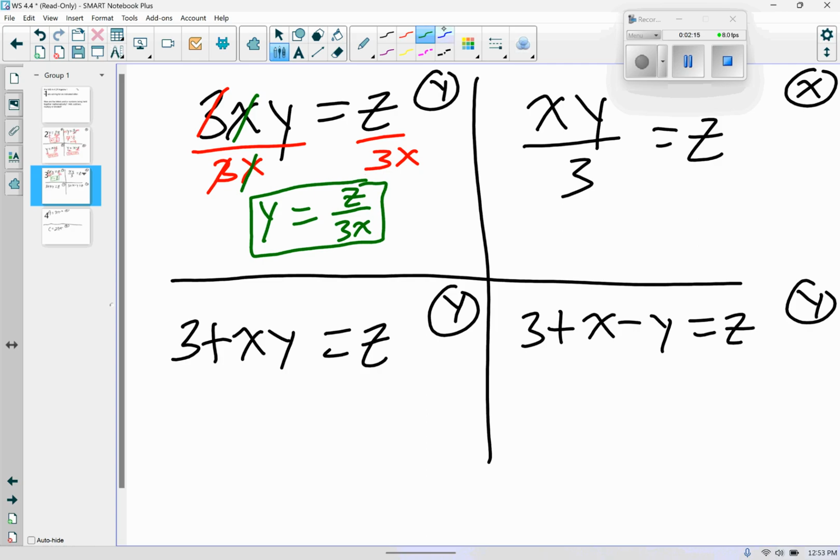Well, let's take a look at this next one. X and y are being multiplied. Let's take a look at this third problem right here. X and y are being multiplied together, and then the 3 is making a fraction, so that's a division. I want to get x by itself, so the first thing I might do is multiply both sides by 3 to get this 3 to go away.